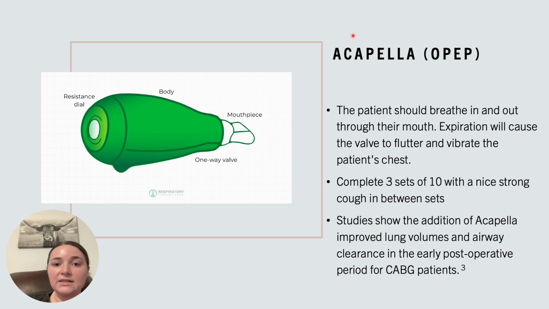Our results were a significant increase in lung volumes observed in both groups. However, the increase was significantly greater in the experimental group than in the control group. The amount of sputum expectoration was significantly greater in the experimental group as compared to the control group. So this is the information that supports that our Acapella does provide good and effective therapy for these patients.